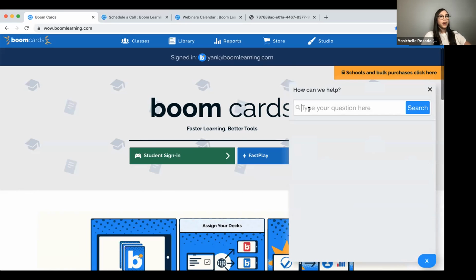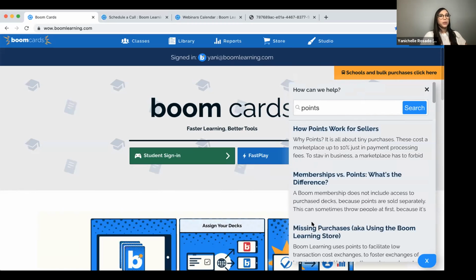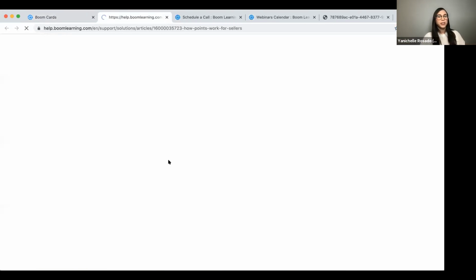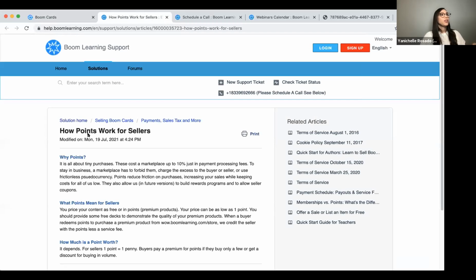Okay. So right here, if you're in our platform, you'll be able to see this blue help button. If you click there, it will show you the different FAQs that we have. So for example, we look for the calendar. Let's see, I want to know about points. You click enter and it will take you to the different FAQs and articles, so it will tell you more information.